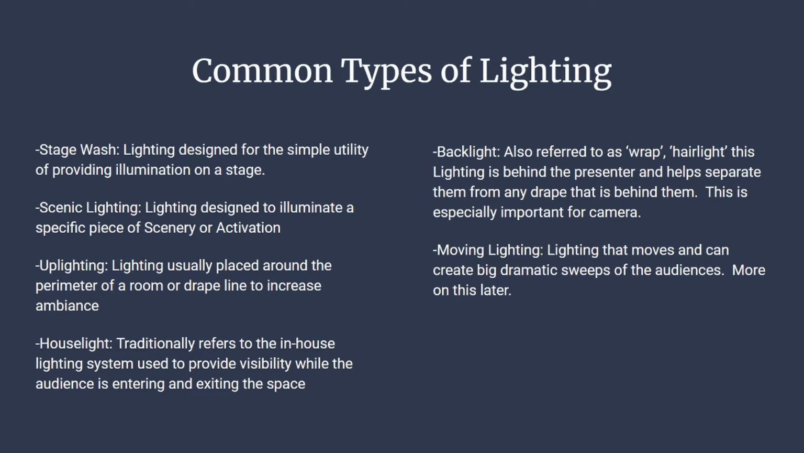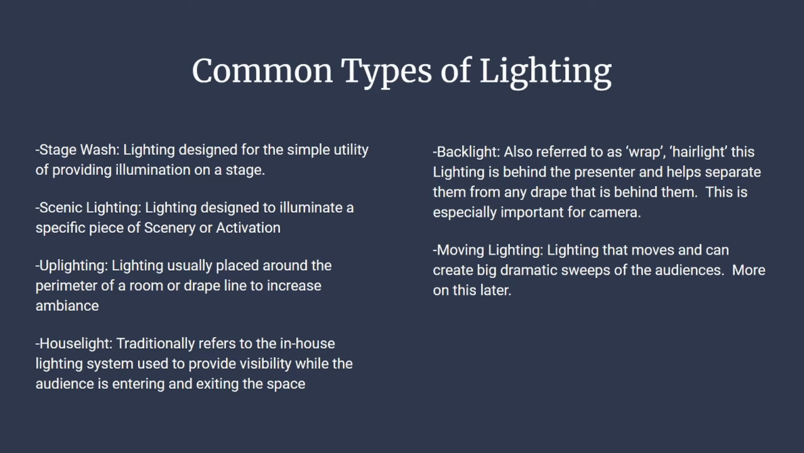Backlight. Backlight is also referred to as wrap or hair light. This lighting is behind the presenter and helps separate them from any drape that's behind them. This is really important for camera. A lot of times you'll have a presenter on stage in a black suit and we'll have black drape behind them. And when the camera's doing that front shot, if you don't have any backlight, you might just see a floating head. Every televised production you've seen has always made use of backlight to separate their subject from the background.